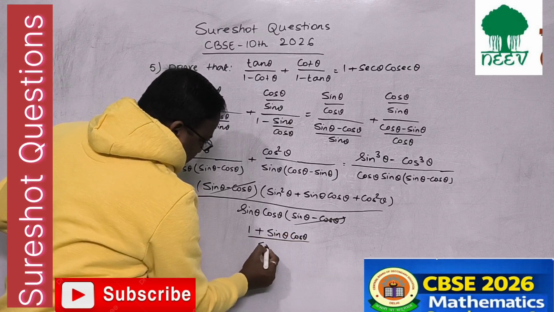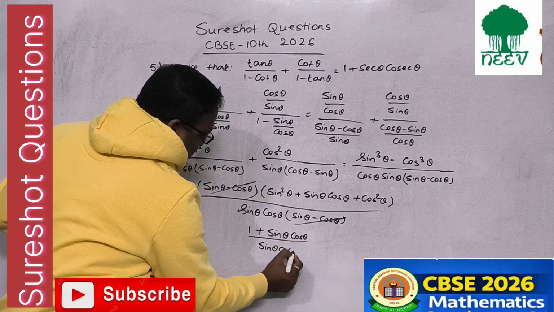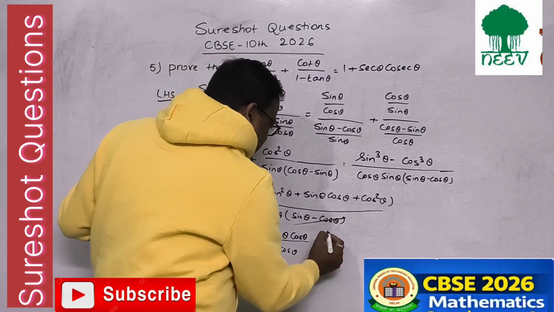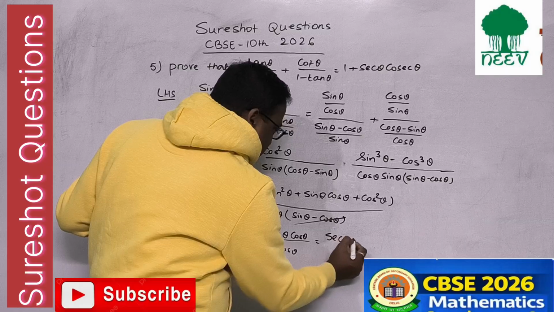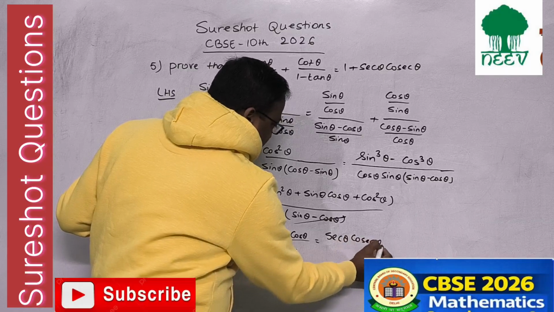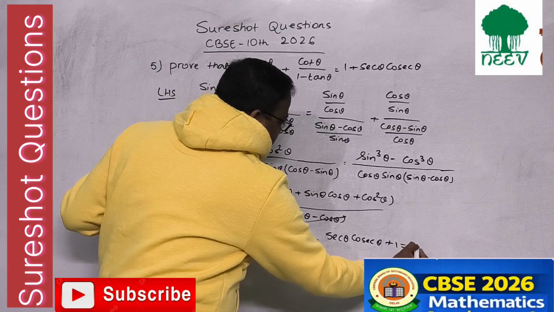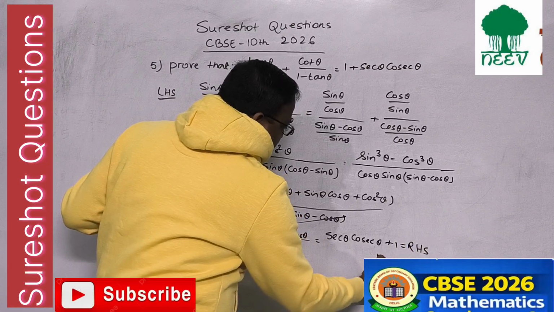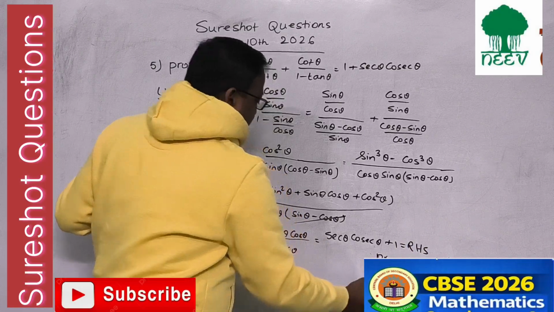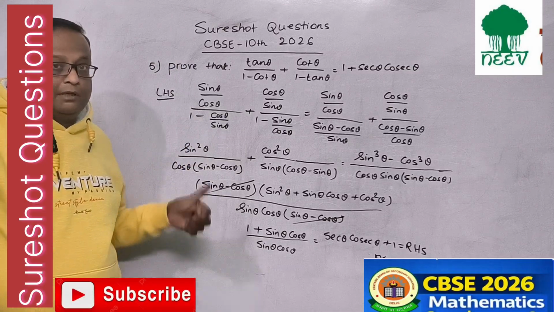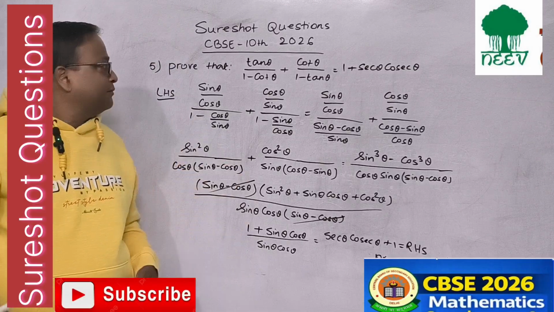This is your sin theta cos theta. Separate them. So 1 by sin theta cos theta is sec theta cosec theta, and this will become 1, which is equal to RHS. Hence proved. So if you want, you can take a screenshot of this solution. Highly probable question.